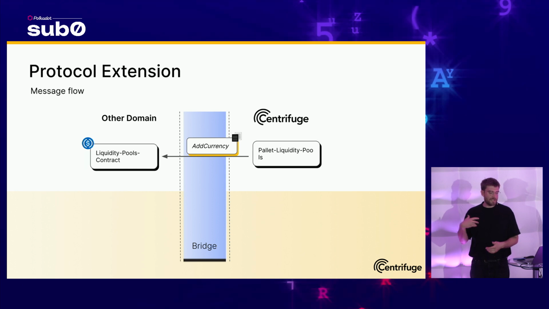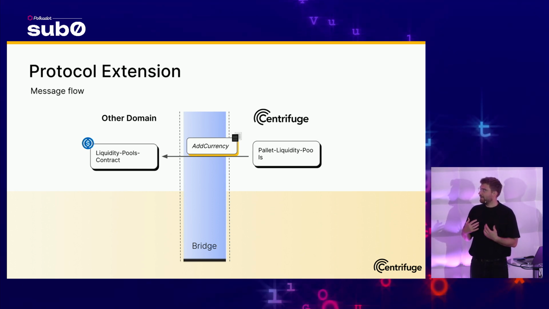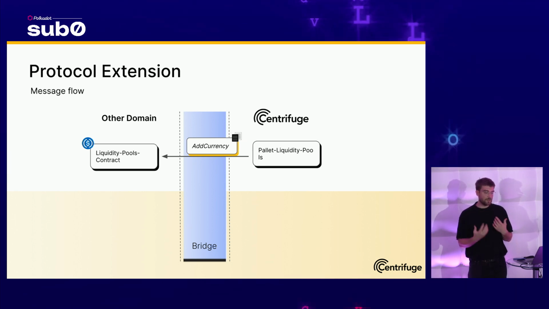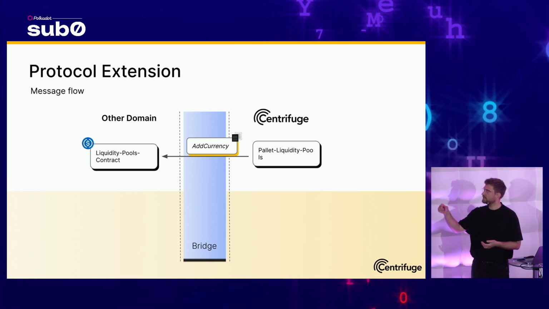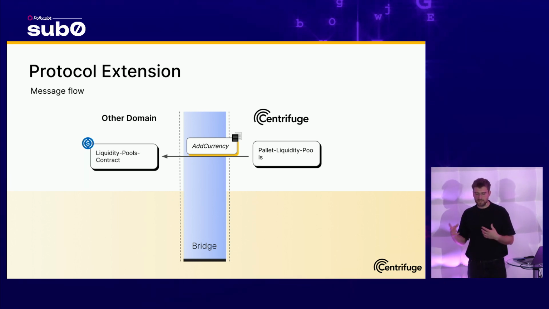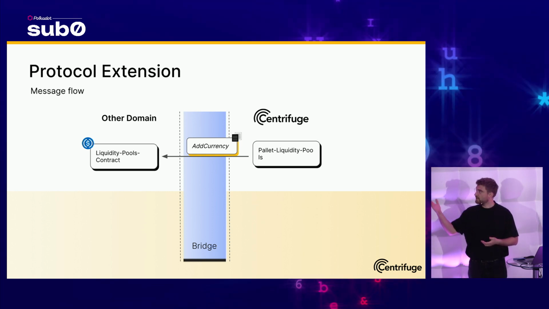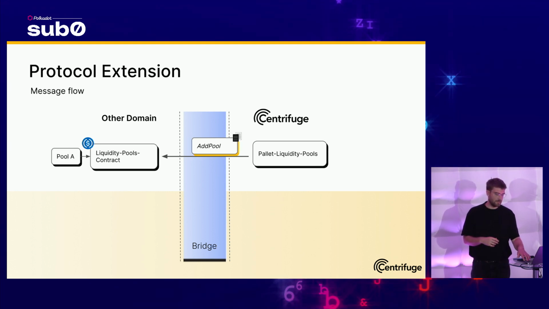And, let's just say pallet liquidity pool says, well, I have USDC on Ethereum. I know that it exists, and you can invest with that. And then we're telling them, this ERC20 contract address is USDC on our chain on this domain, and liquidity pools on the other domain can accept it as a payment currency.